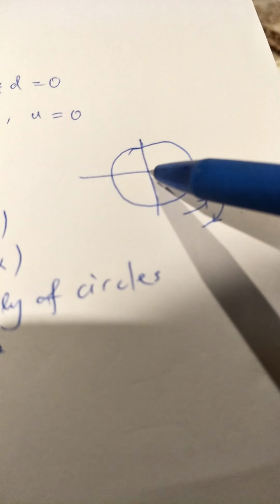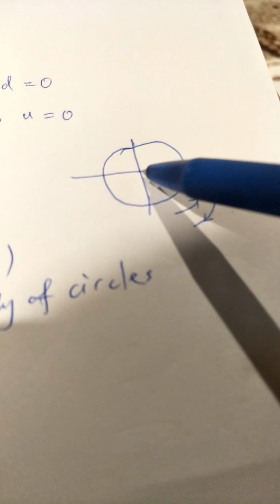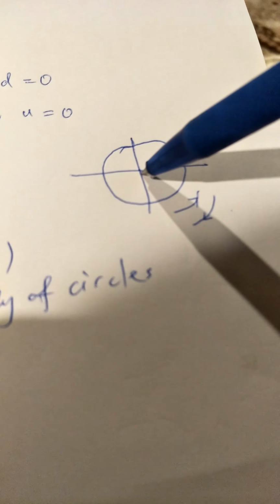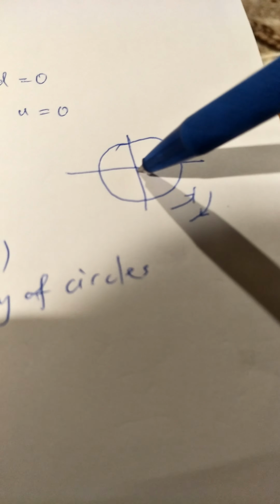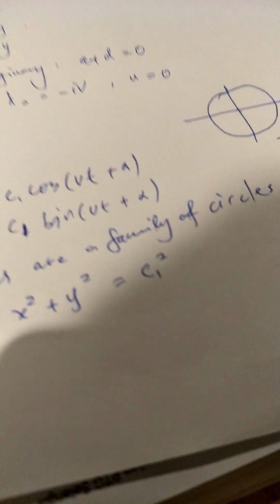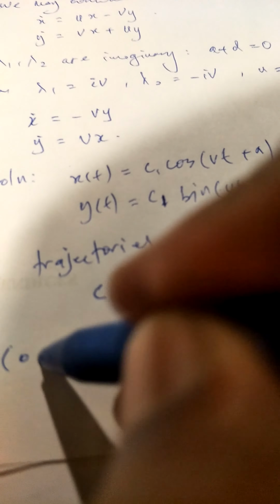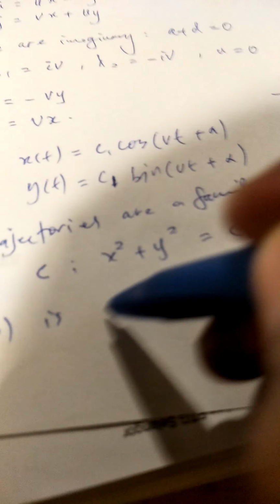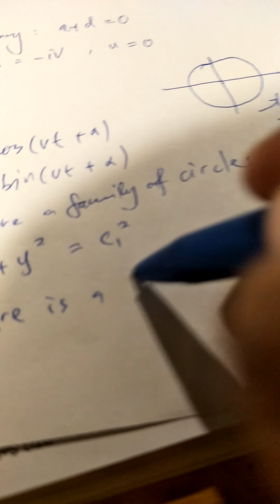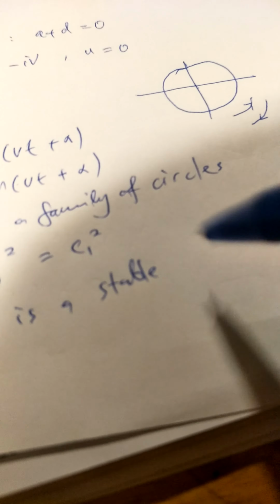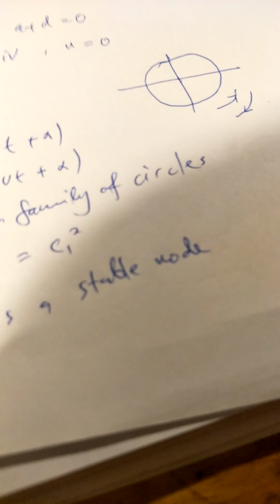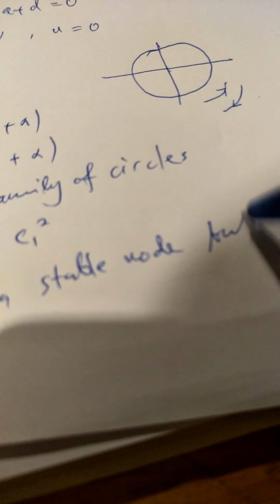So we're not approaching the critical point (0, 0). In that case, (0, 0) is a stable knot. Therefore (0, 0), also known as a center, is a stable knot, but not asymptotically stable.